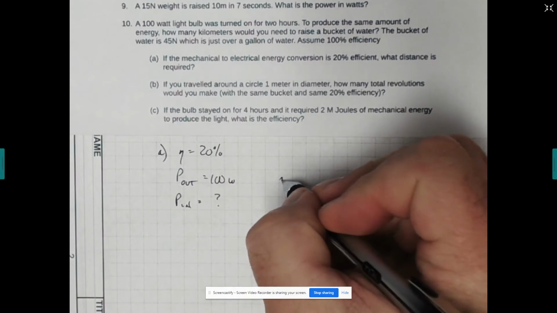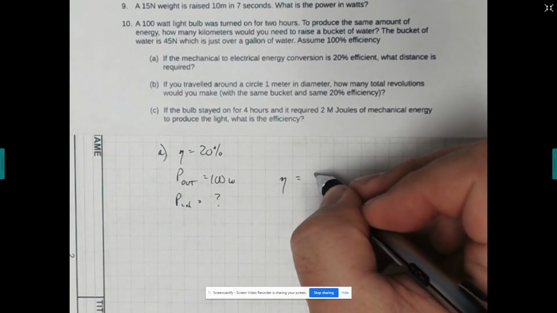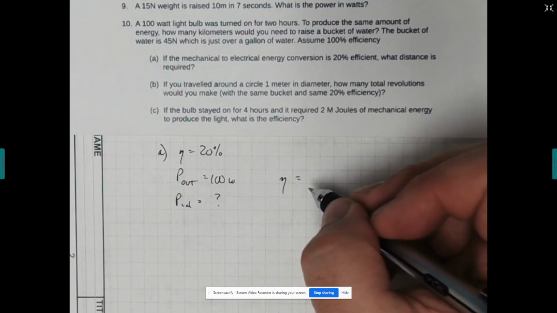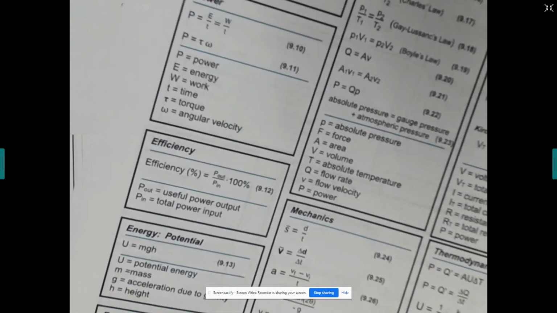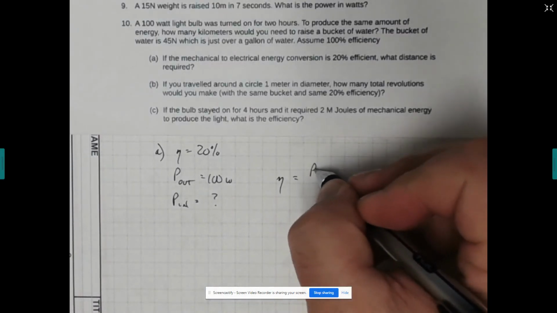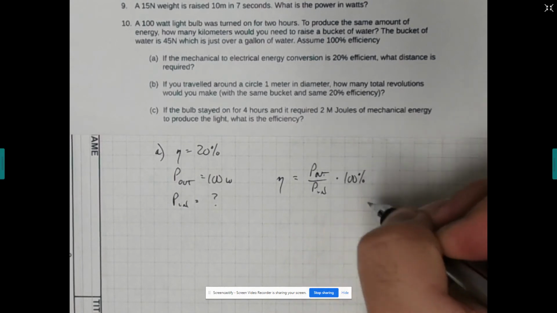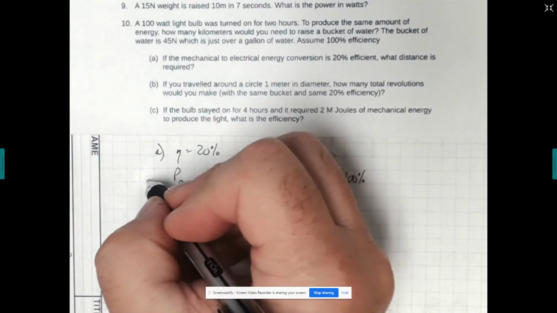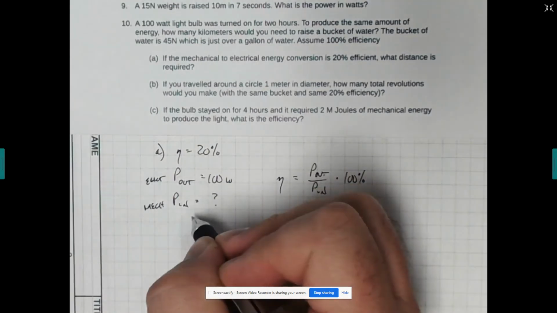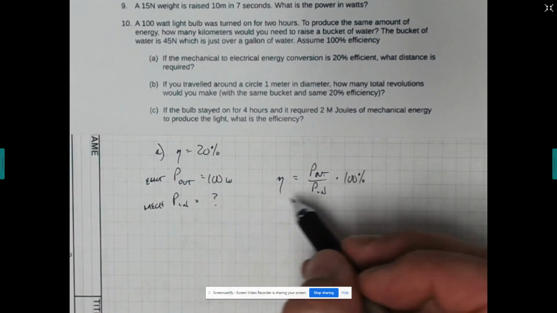So my equation says that efficiency is equal to power out over power in times 100%. Power out over power in times that 100%. Okay, so this up here is the electrical, and this is the mechanical. Power in, mechanical; power out, electrical. We want to know what's power in.